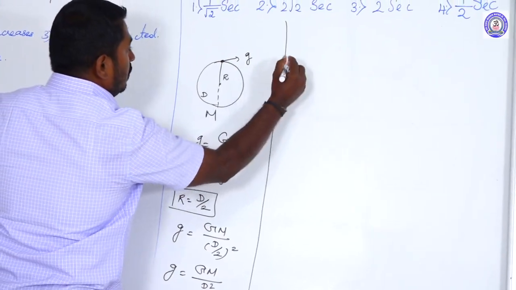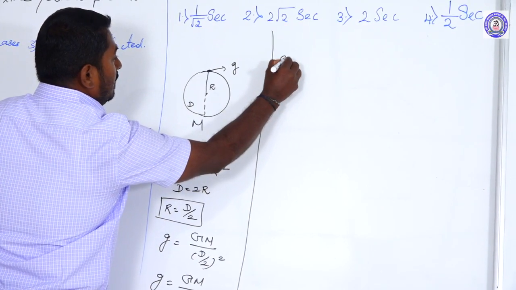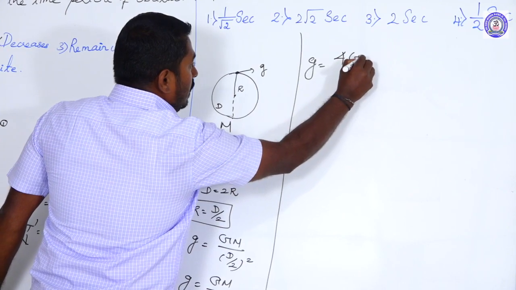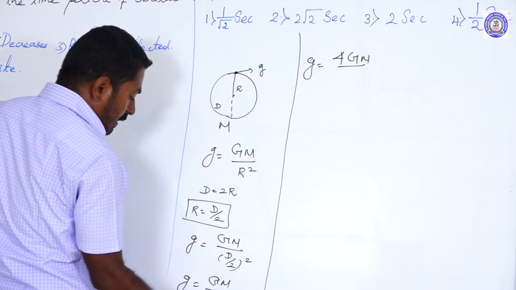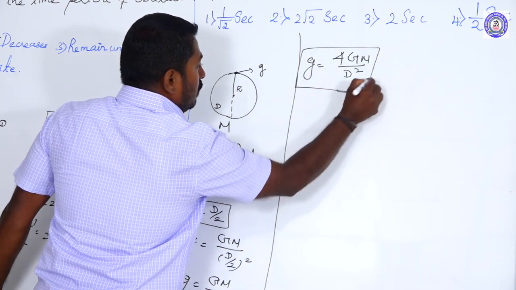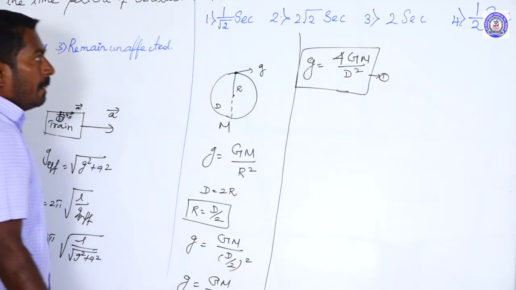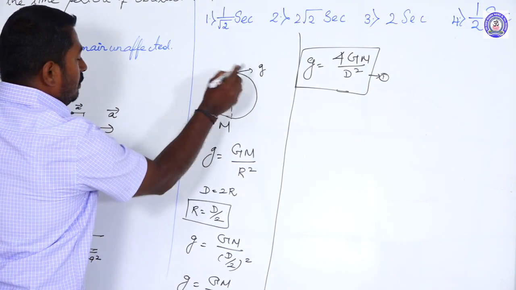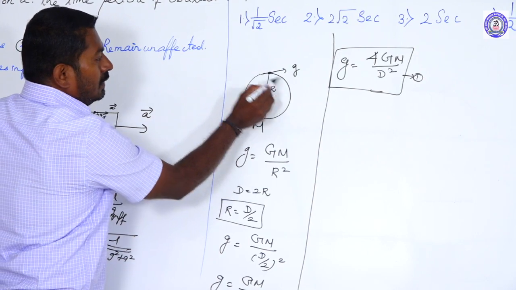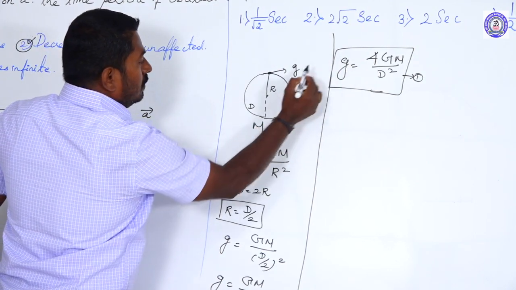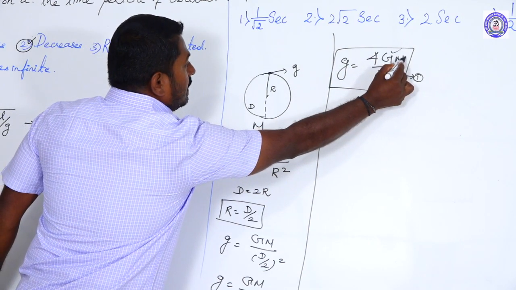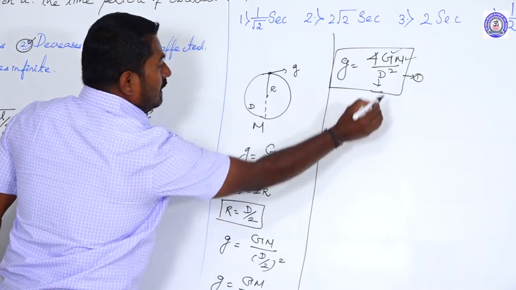Then acceleration due to gravity at a given place on the surface of the Earth, g is equal to GM divided by d square. This is equation number 1. Now, the simple pendulum experiment is performed on the surface of the Earth, where G is a gravitational constant, M is the mass of the Earth, and d is the diameter of the Earth.